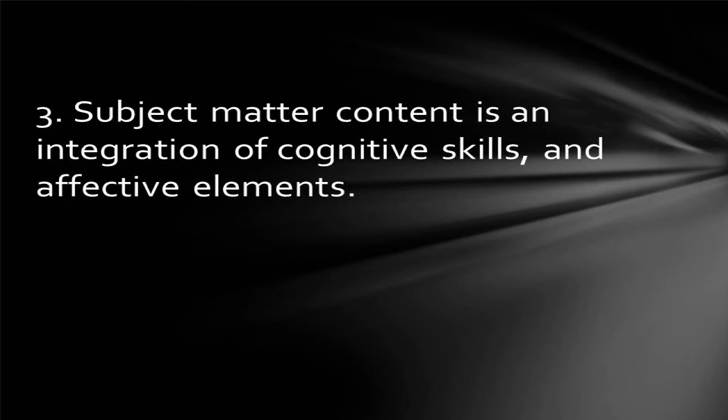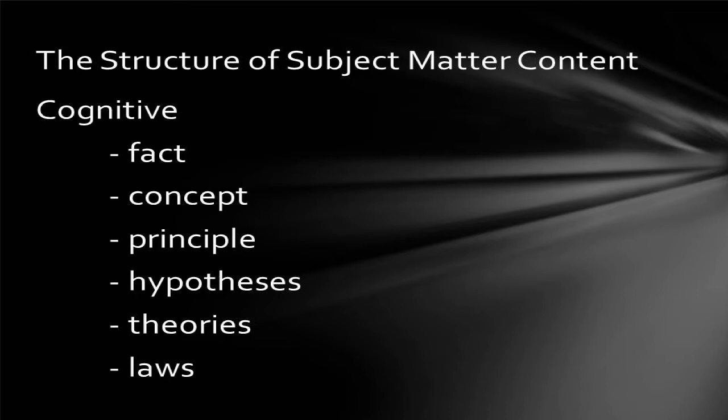Third principle, subject matter content is an integration of cognitive skills and affective elements. We've been mentioning cognitive and affective elements. They must be in balance, because this is true and this must be remembered. So, how could we do this? How could we balance cognitive skills and affective elements? First, we need to know the structure of subject matter content. So, when we say subject matter content, it is not just confined to the topics that we're going to teach. We also have the kinds of subject matter.